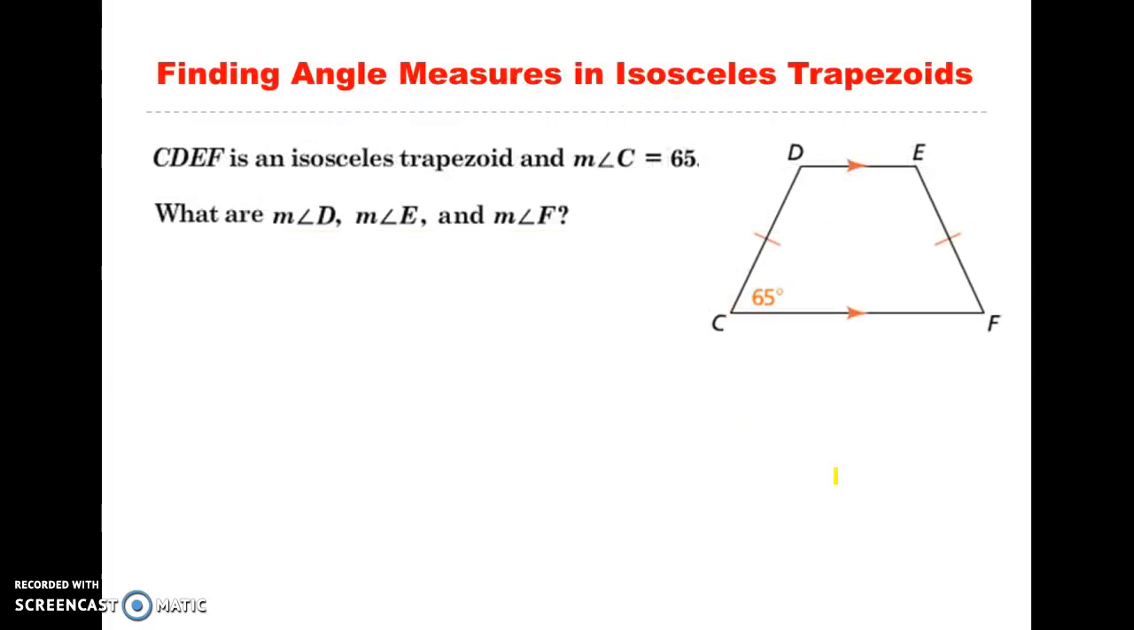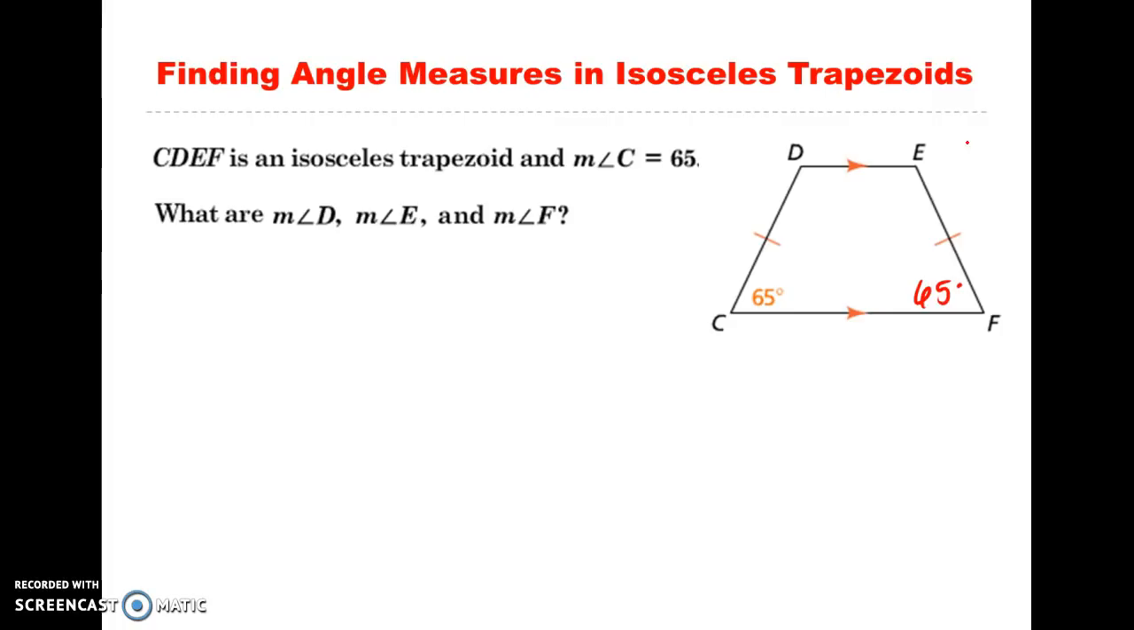So using those first two slides of notes, CDEF is an isosceles trapezoid, and the measure of angle C equals 65. What are the measures of angle D, E, and F? Okay, so if we take the fact that base angles are congruent, that means 65 is also the measure of angle F, because angle C and angle F are base angles. Angle D and angle E are also the same, but it doesn't necessarily mean they're going to be the same as the other two base angles.